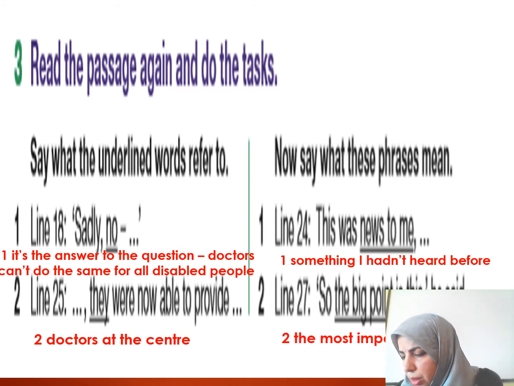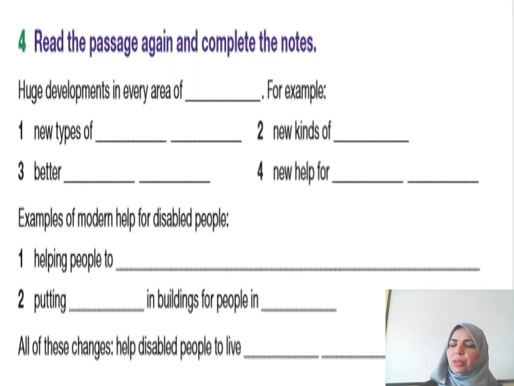Now I will give you 2 minutes in order to check your answers and correct the mistakes of them. Okay, now let's go to activity 4. Read the passage again and complete the notes. You have 2-3 minutes in order to read the passage quickly and try to complete the notes. Okay, my lovely students, let's start. Let's answer these questions.